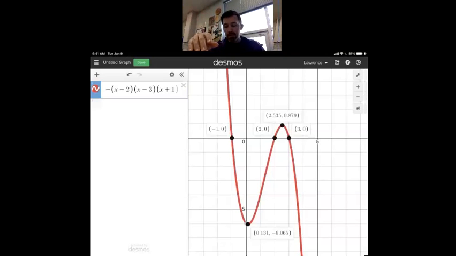And then other things I want to pay attention to, just the end behavior, right? So that left end is going up, and then the right end is going down. So as I go to draw my sketch, I've got 0, -6, 2.5, 1, left end up, right end down.